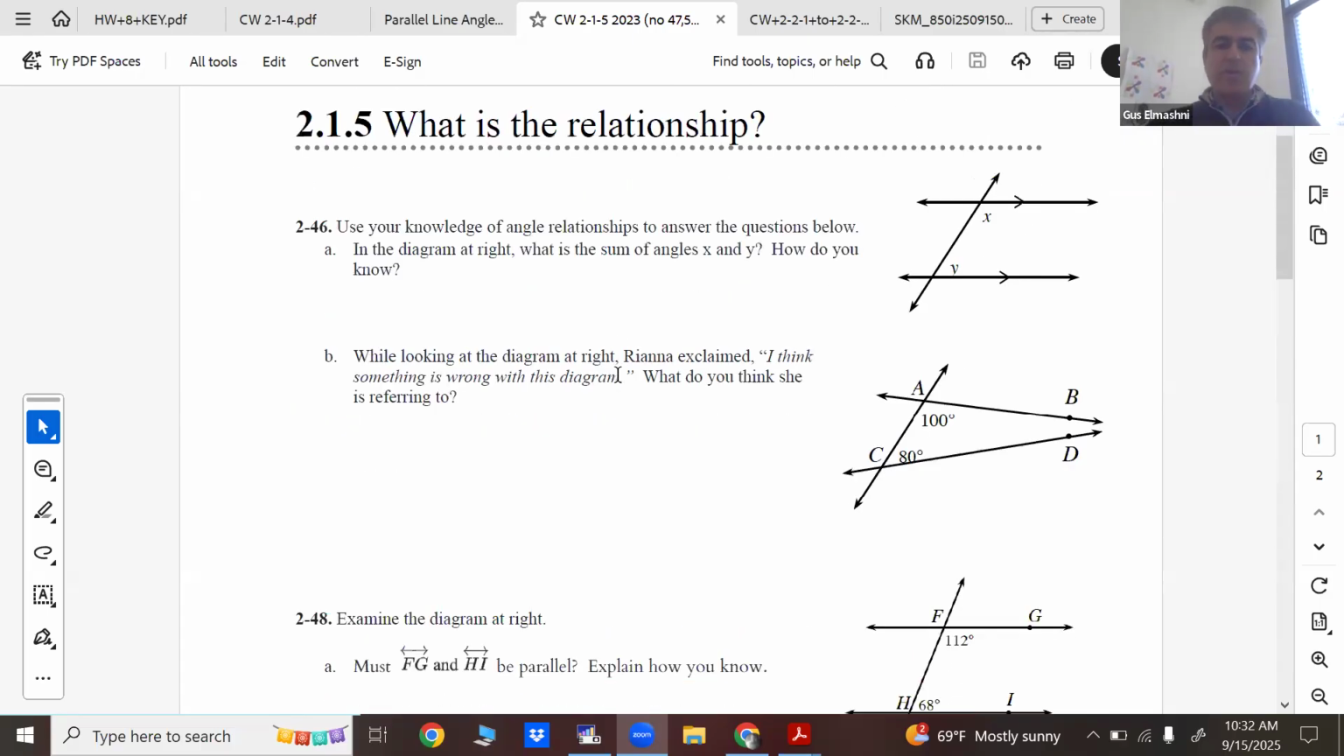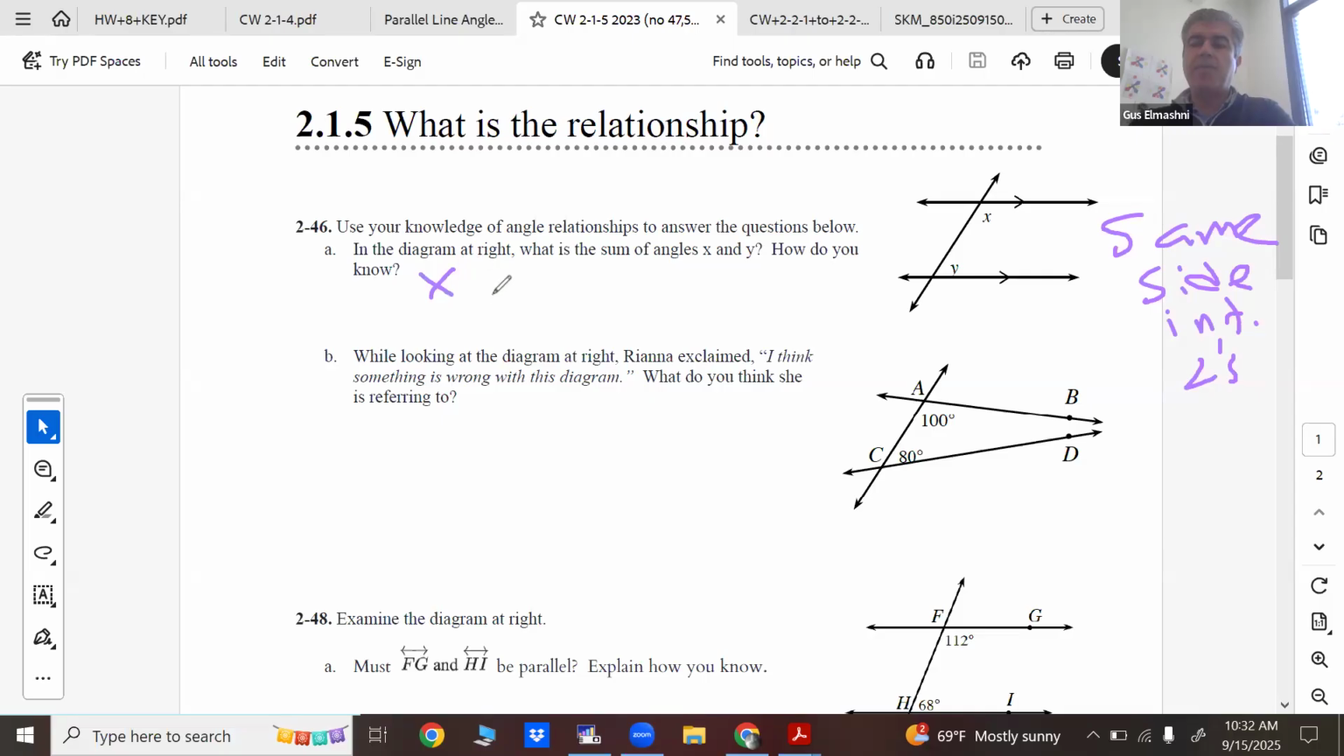All right. So use your knowledge of angle relations to answer the questions below. Given parallel lines and the diagram on the right, what is the sum of angles x and y? So these are same side interior angles, and you have parallel lines. So if you have parallel lines and same side interior angles, what do we say about x and y? Are they the same or do they add to 180? Add to 180. How do you know? That's because you have parallel lines.